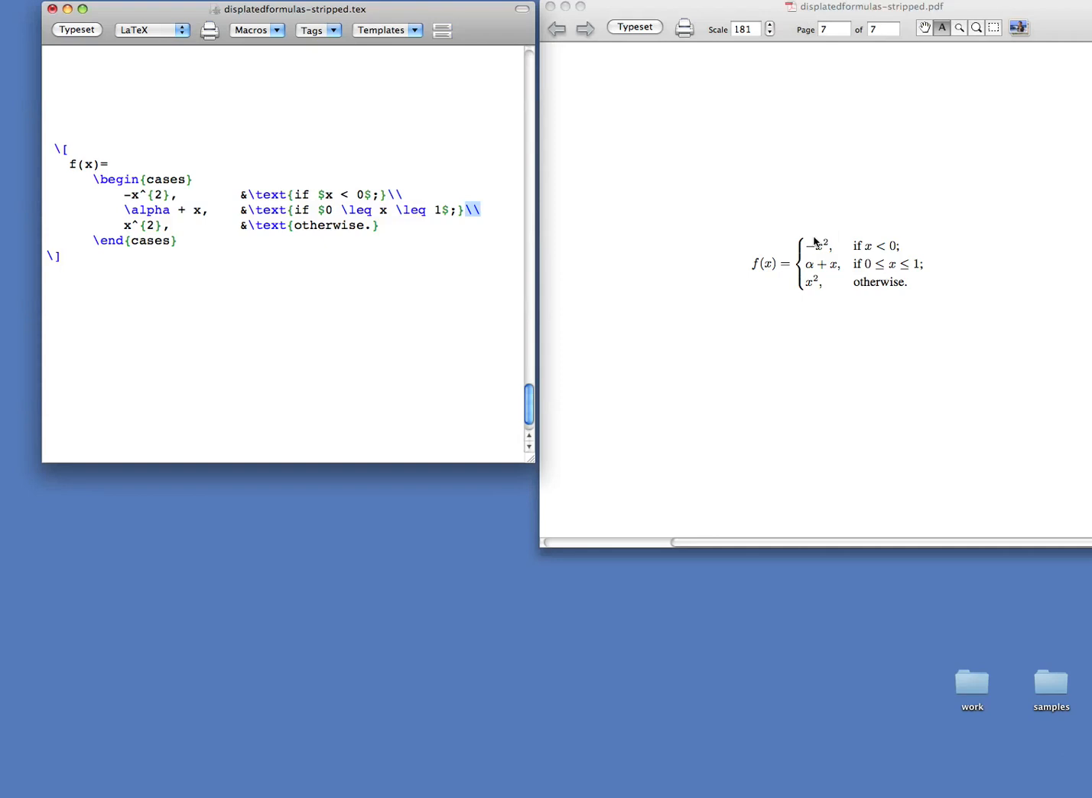Of course, they auto line up at the beginning of the formula. The cases environment will put in the big opening brace, as big as it needs to be to embrace all the lines, and that's all there is to it.